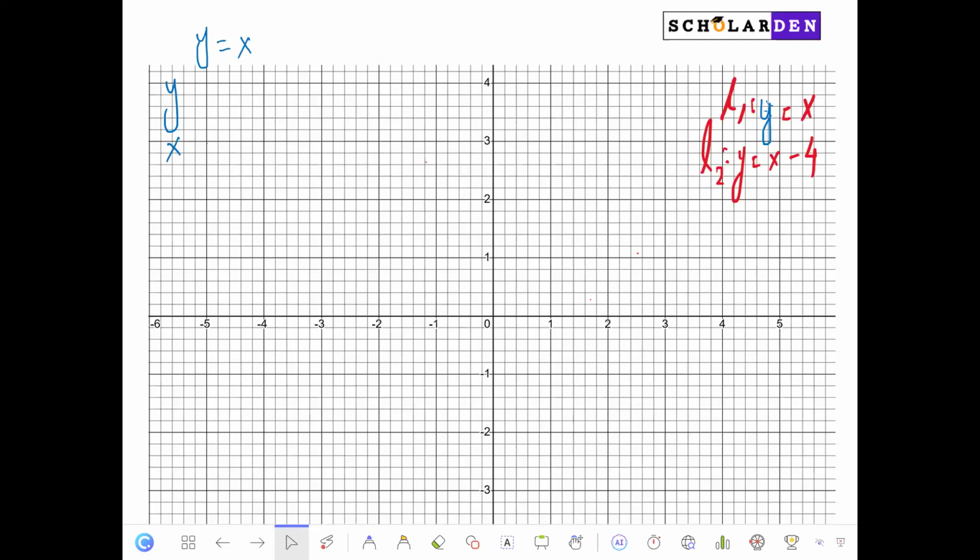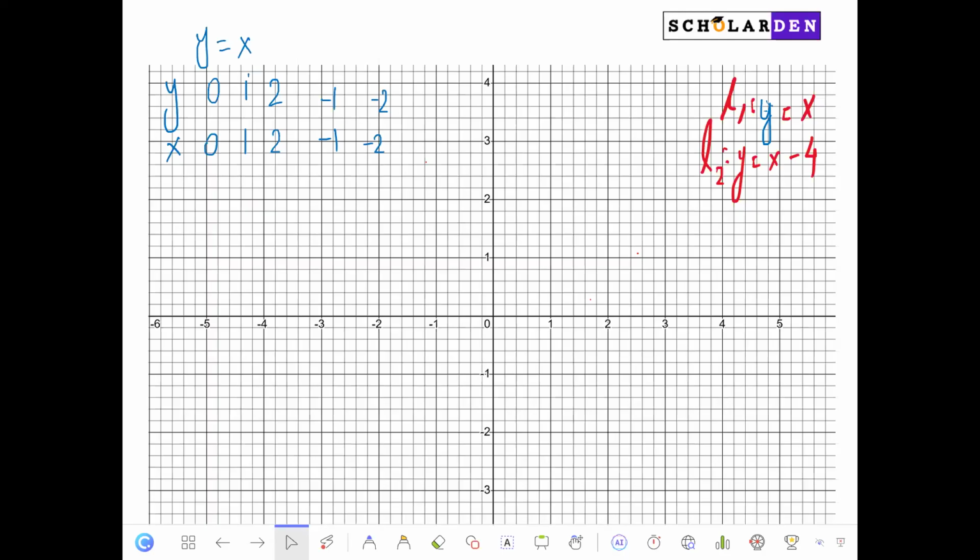So if x is 0, y is also going to be 0. If x is, say, 1, y is also going to be 1. If x is 2, y is 2, so on and so forth. And let's just quickly look at the negative side as well. So if x is -1, y is also going to be -1. Same is the case if x is equal to -2, y is going to be equal to -2. So what we shall do is we shall start plotting these points. Let's plot these 5 points that we've just said.